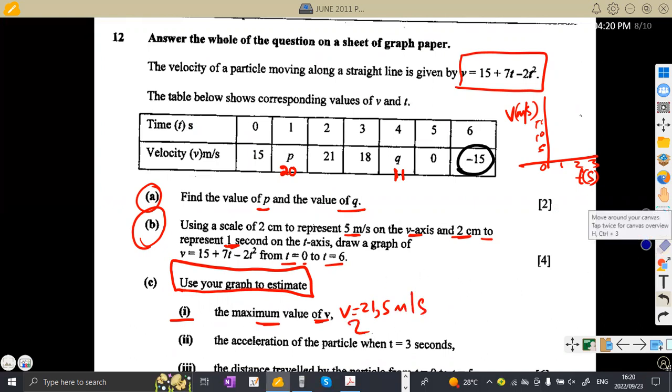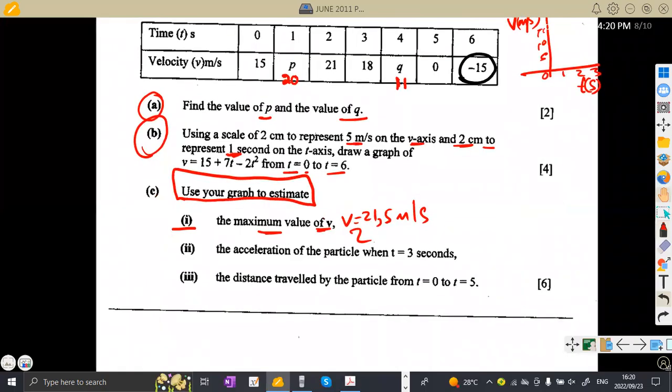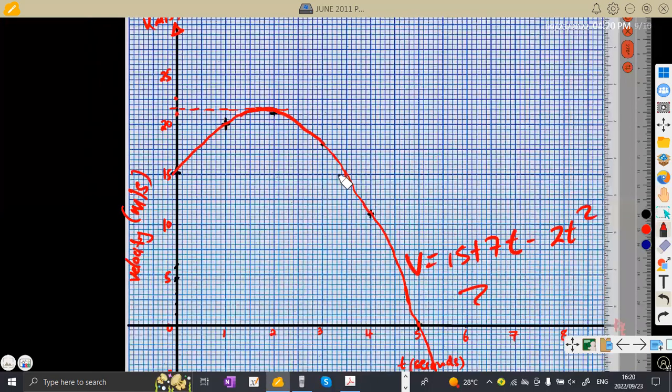Then item 2. The acceleration of the particle when t is equal to 3. Guys, I explained on the velocity time graph that we did that acceleration you calculate the same way that you do the gradient. Which means when t is equal to 3, that is where you're going to draw a tangent, just like what you do on gradient. Let us see, our t is equal to 3 here, straight to the graph.